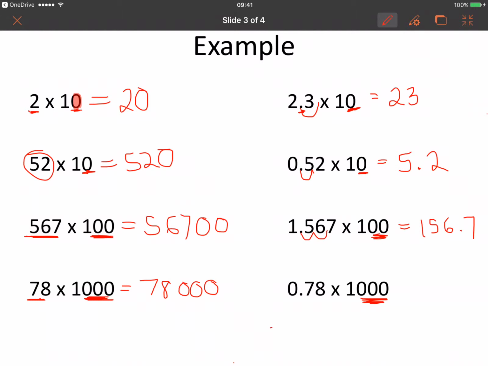For the next one, I have got 3 zeros, so I'm timesing by 1000. So, I'm just going to rewrite this here, 0.78. I'm going to take my point, move it once, move it twice, move it 3 times before I will reach the end of my number. And for every space I've got, I can just fill it up with a zero. So my final answer will be 780.